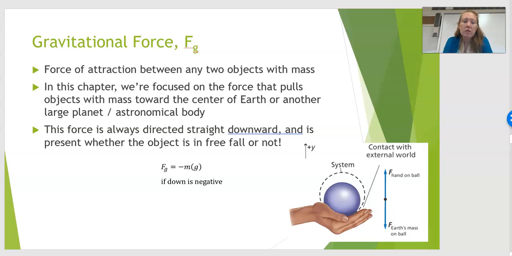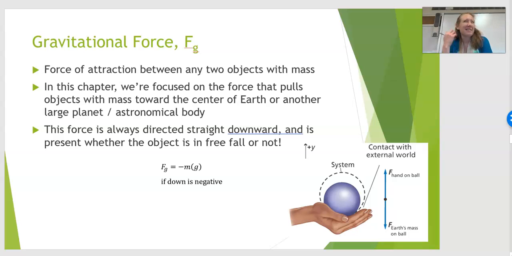So when we do that, this force is always down toward the center of the planet, even when the object is not in free fall. If it's not in free fall, that means something else is keeping it from falling, right? Which we'll talk about in a minute. So that force, the magnitude of it, you can solve for by just multiplying its mass times our favorite number, 9.8, and then put a negative sign in front, assuming you're choosing down as negative.